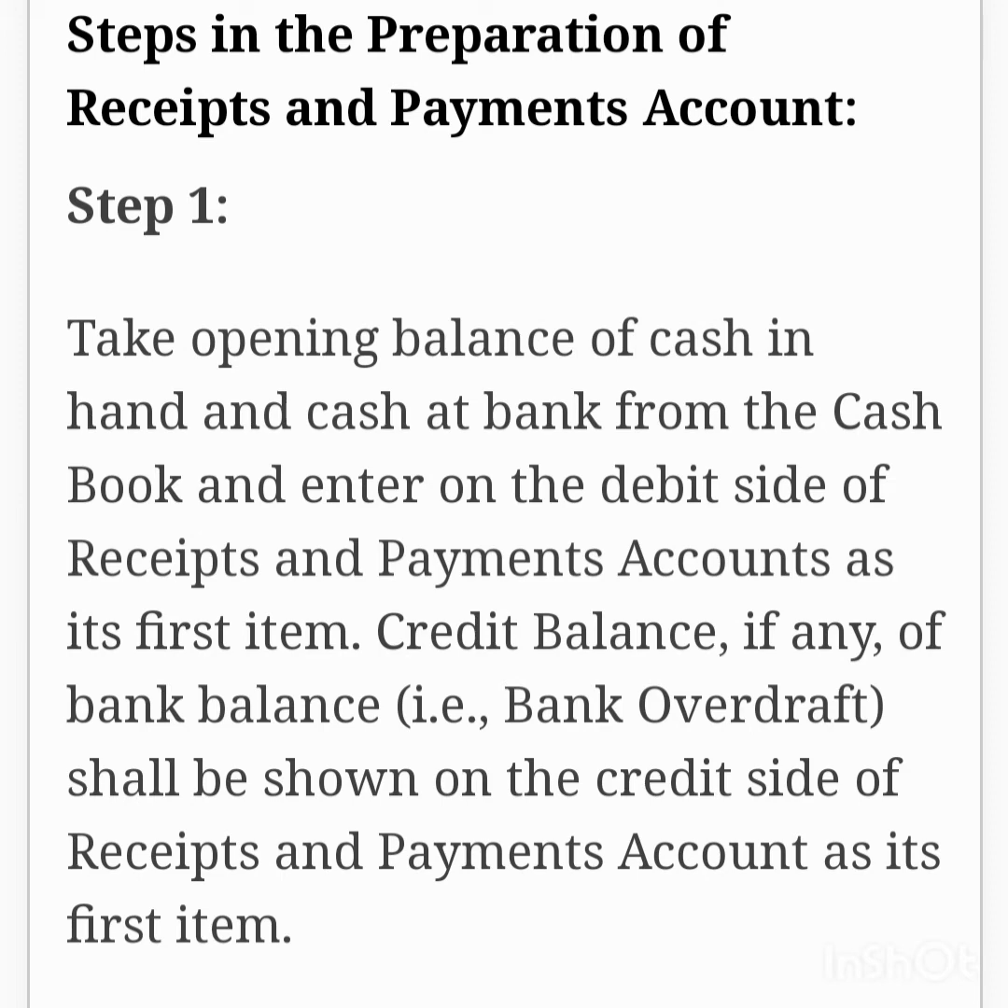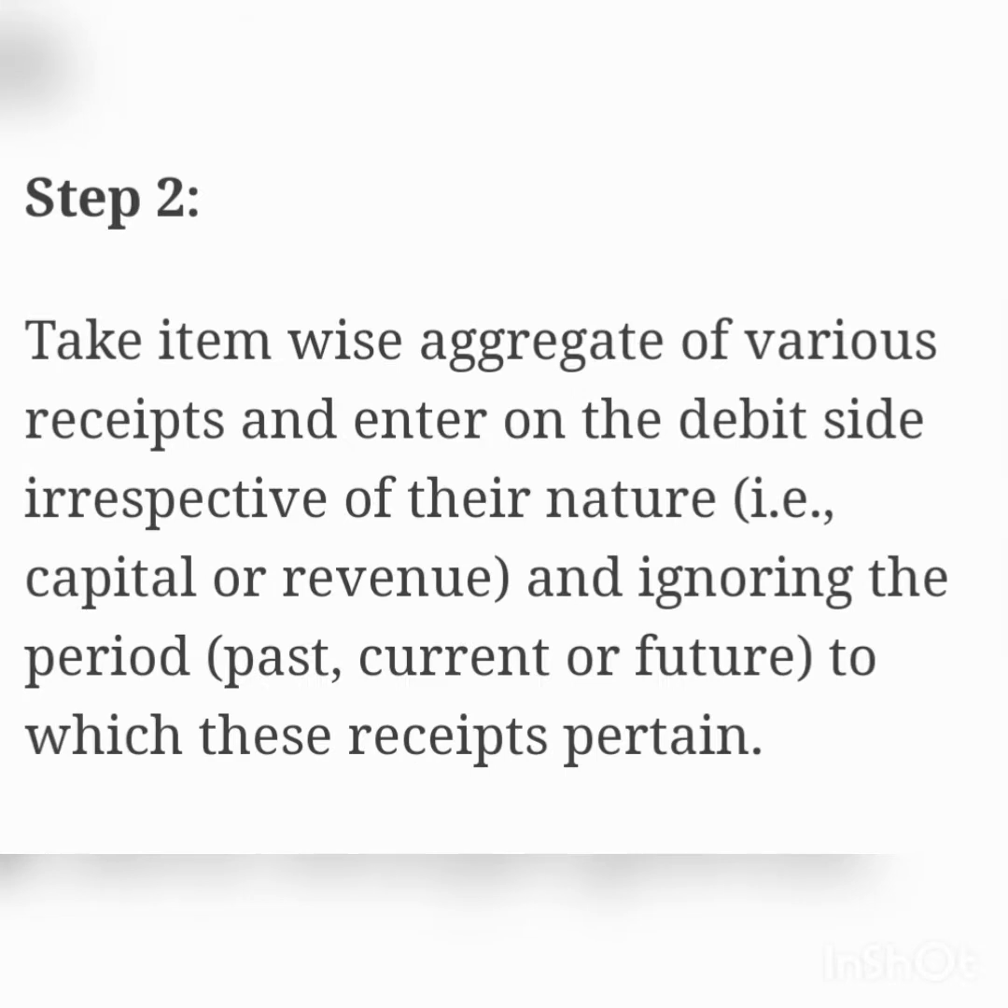Then unfavorable balance of cash account and bank account is credit balance. That item should be entered on the credit side, that is payment side, of the receipts and payments account. This is the first step involved in the preparation of receipts and payments account.